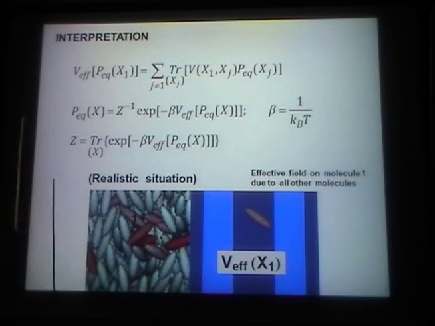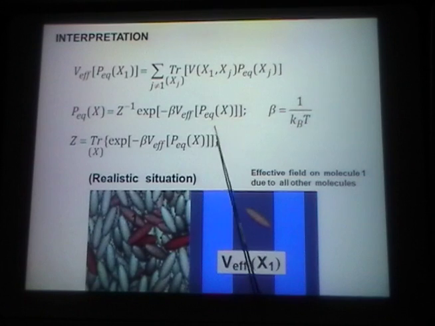So the problem is simplified, but still it's non-trivial, because in the case of liquid crystals, it involves multidimensional space X. So that's the interpretation of the effective potential. I have my molecule number one, and sum up the interaction of the molecule number one with surroundings, but I weight this interaction with one particle distribution. So the effective potential is just my trial particle put in a homogeneous field constructed from the surroundings.